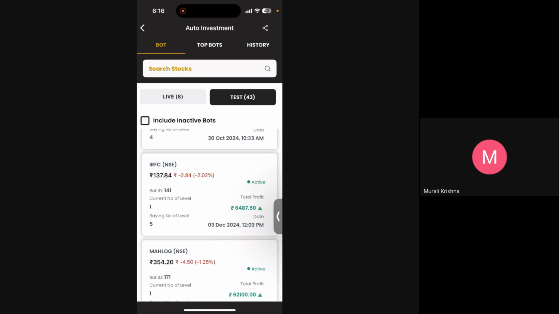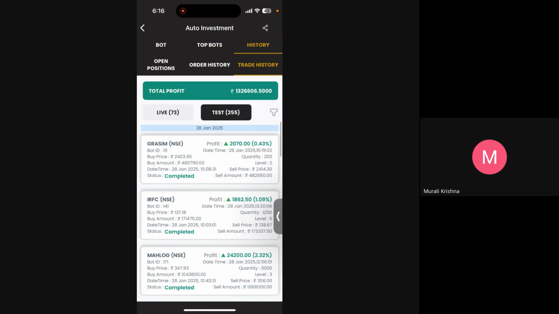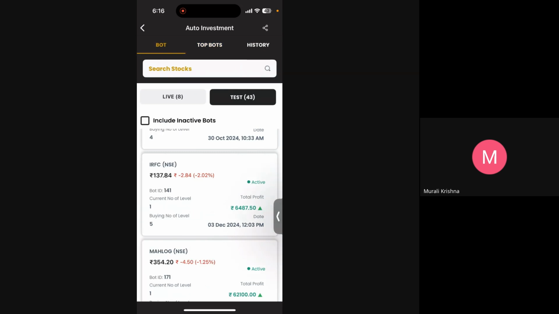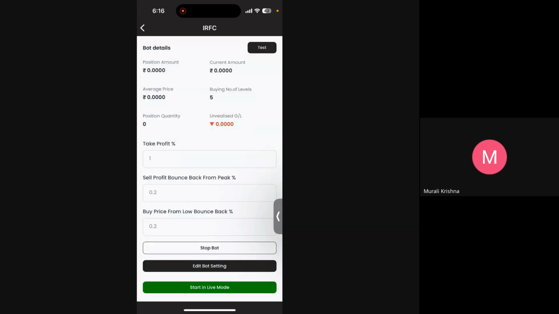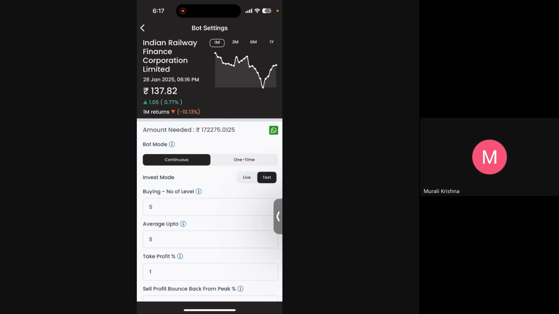So IRFC we have seen here, it has accumulated 1.09%. Let's see what's in that bot. If you click on that button, I'll go for the edit button. It is trading at 137.82, which is almost 1 rupee up, 0.77% up. The amount needed for this is 1,72,275. I have kept 5 levels of buying here.